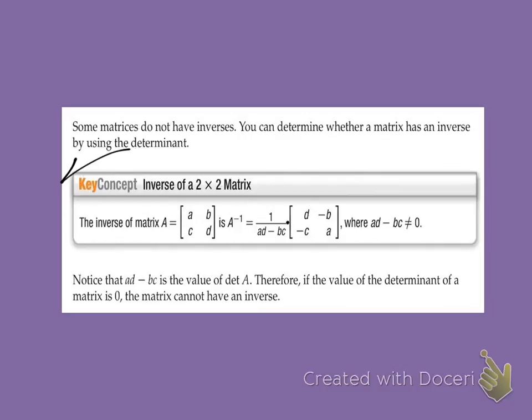We already hinted on this bottom part, this text down here. You don't need to write this, just think about this, okay? Notice that AD minus BC is the value of the determinant of A. We just talked about that. Therefore, if the value of the determinant of a matrix is 0, the matrix cannot have an inverse. Why? Because there's no inverse of zero. If there's a negative zero. No. That's not wrong, but that's not why.